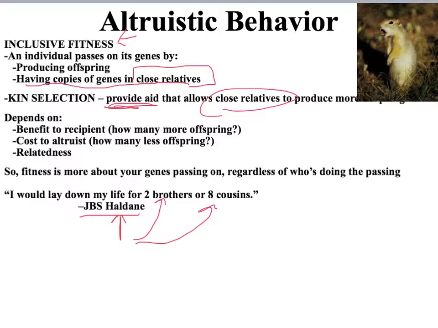So when we talk about fitness, remember to think about inclusive fitness. Our traditional definition of fitness just talked about how many offspring that were viable and fertile were made by each individual, but with inclusive fitness, it says regardless of who's passing down the genes, as long as some of your genes are being passed down, that's going to increase your fitness.